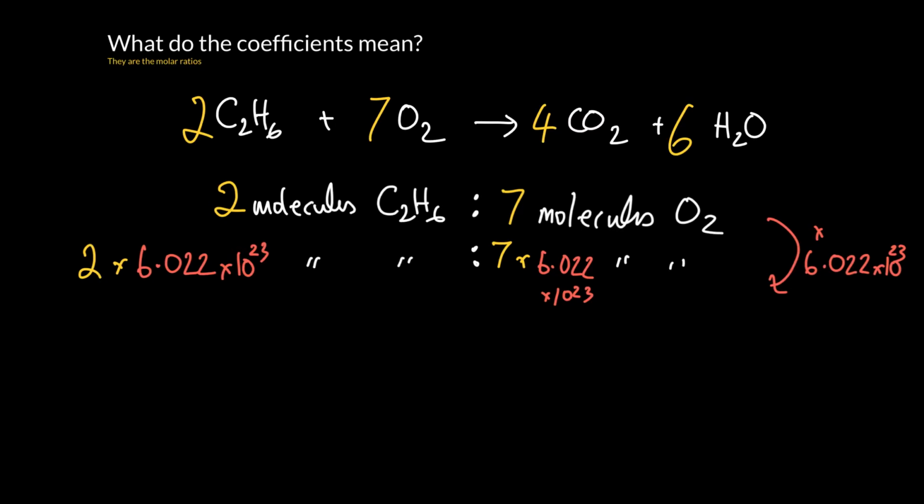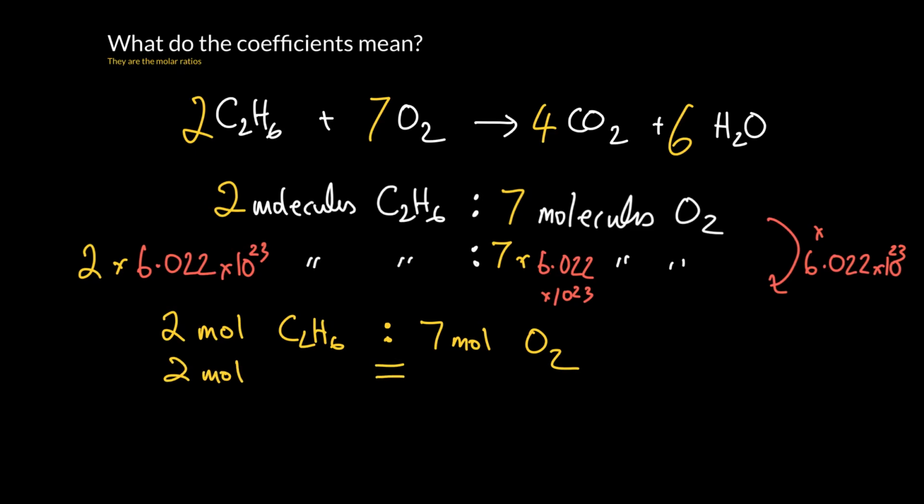I didn't pick this number completely at random. What is this number equal to? That is Avogadro's number. And when we've got Avogadro's number of something, we refer to it as a mole. So we can say 2 moles of C2H6 are needed to react with 7 moles of oxygen. We can use this as a ratio, or as an equivalence: 2 moles of C2H6 are equivalent to, in this chemical reaction, 7 moles of oxygen.